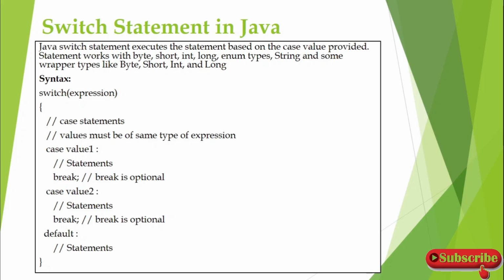In this video, let's see what a switch statement in Java is, and this is also a type of control statement. The switch statement executes statements based on the case value provided in the expression. It works with data types like byte, short, int, long, enum types, or the String class, and some wrapper types like Byte, Short, Integer, and Long. Expressions of these data types can be passed inside the switch statement.